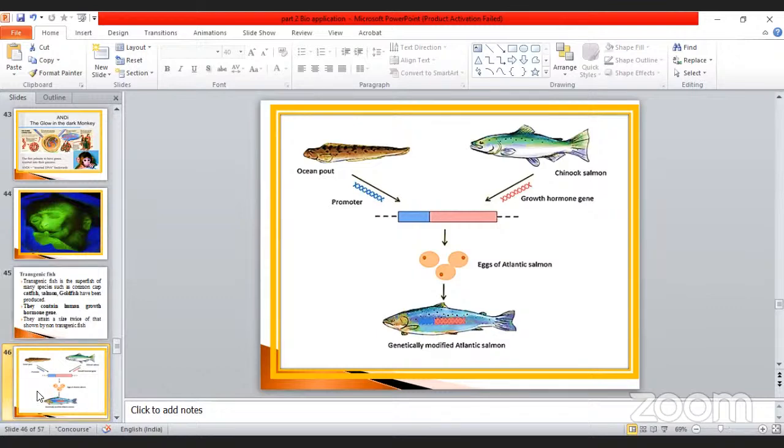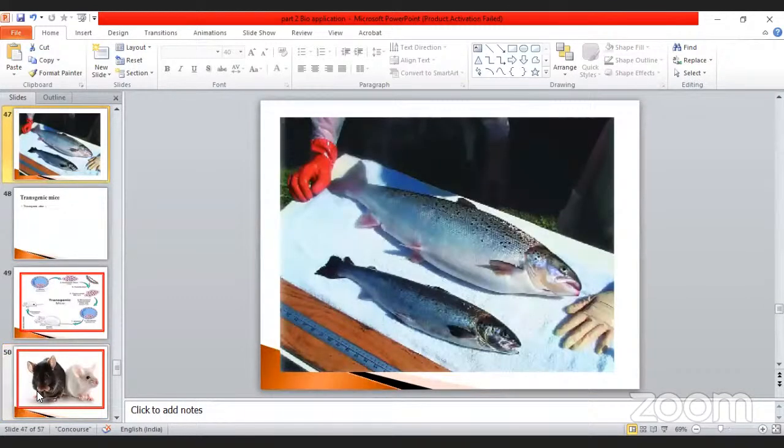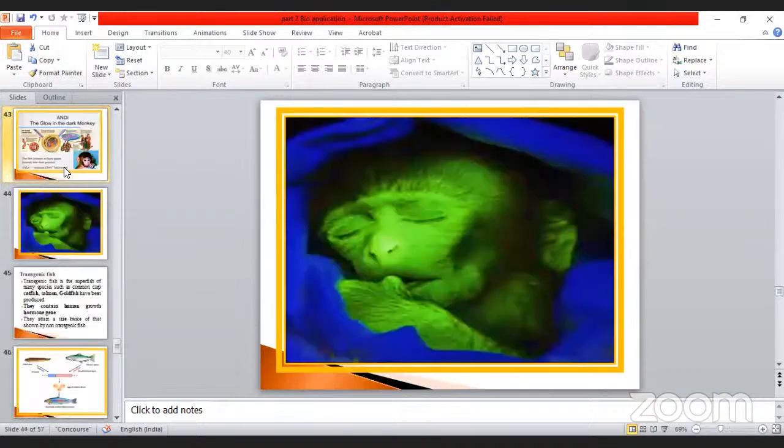So this is the structure. This is the normal one. This is after transgenic, we will get it. Okay, the remaining things we will see in the next classes, my dear students.